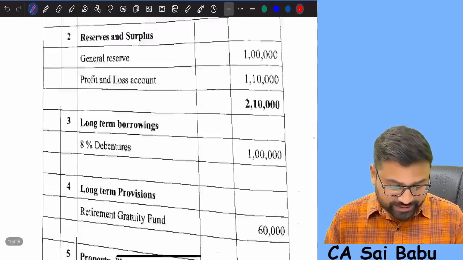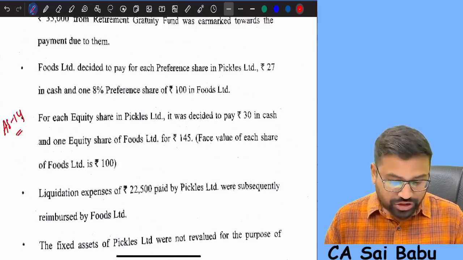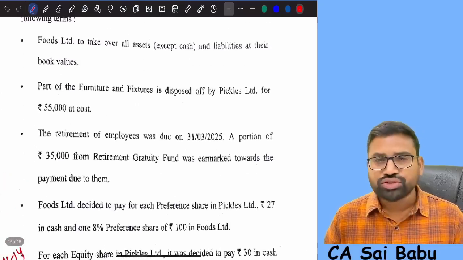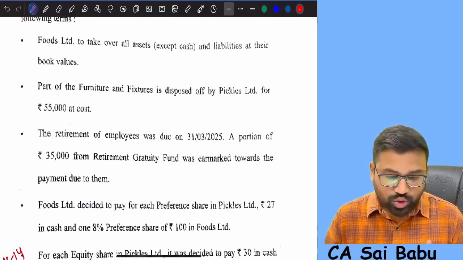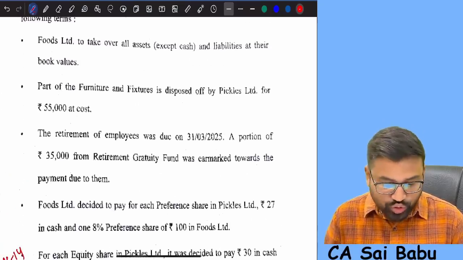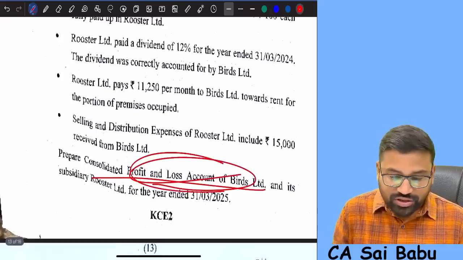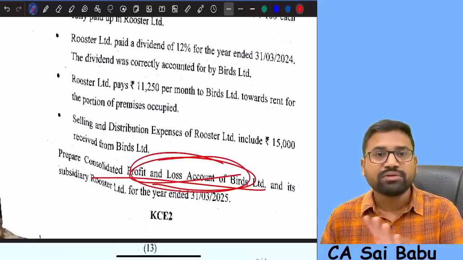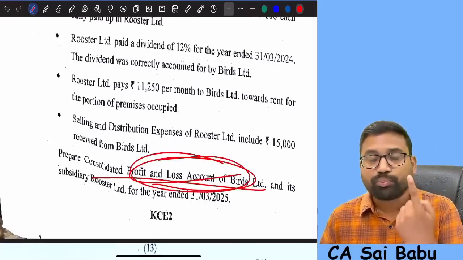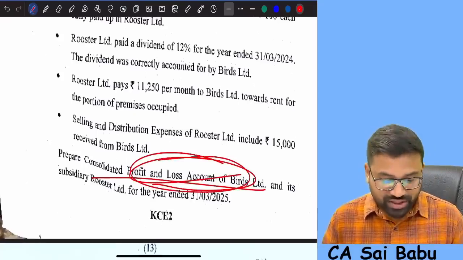And next, sir, amalgamation question. Again, amalgamation question is also quite manageable. No new adjustments are given, sir. As usual, common question only they have given. AS21, this time they have asked a consolidated P&L account. Easily you can solve. Those who already solved consolidation P&L account 1 or 2 sums, I think this sum is very, very easy for them.